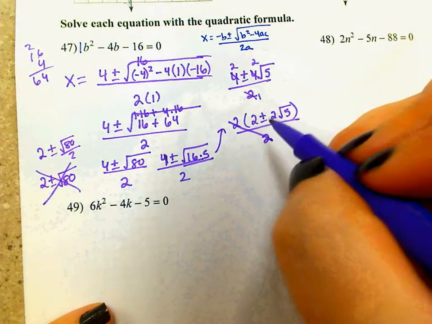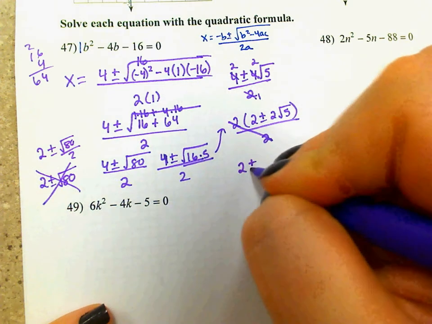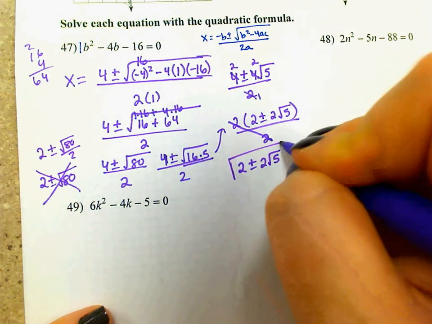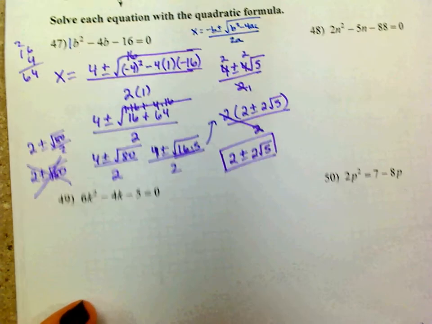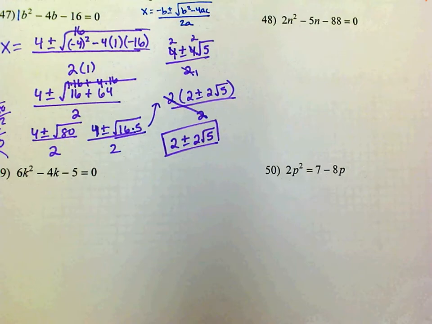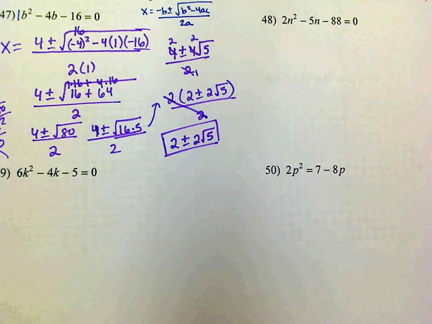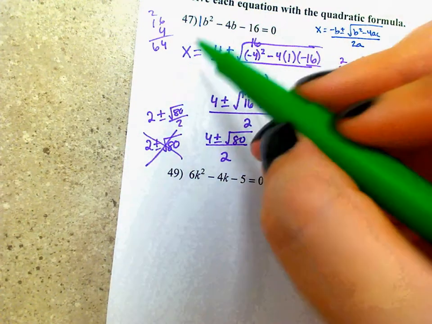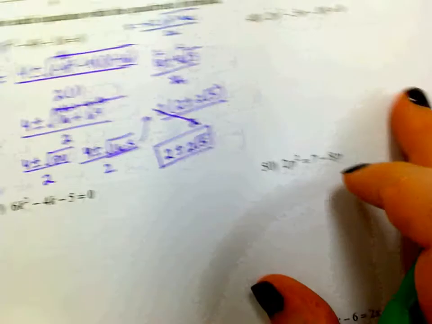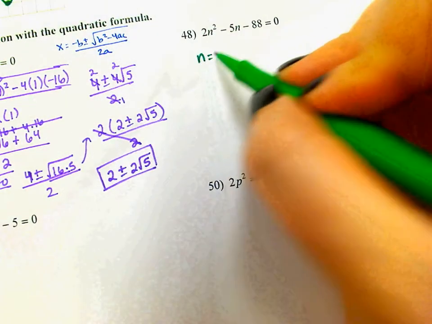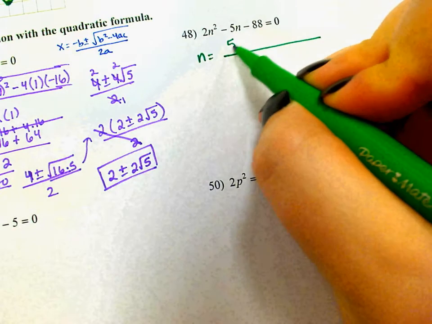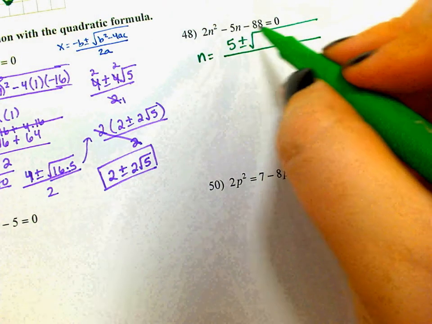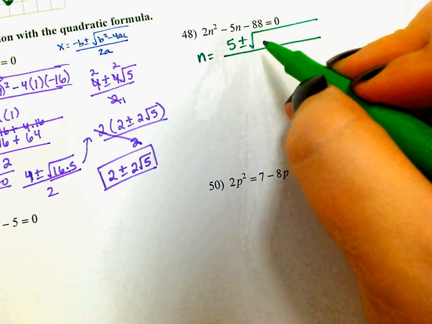We will do more practice work on the quadratic formula, but it's definitely something you're going to have to work at. Okay. On 48, we've got, and I said x on the last one. The variable should have been b. Oh well. So n equals opposite b, so positive 5, plus and minus the square root of b squared, so negative 5 squared. I'm just going to go and write 25, minus 4 times a, which is 2, times c, which is negative 88, all over 2 times a.